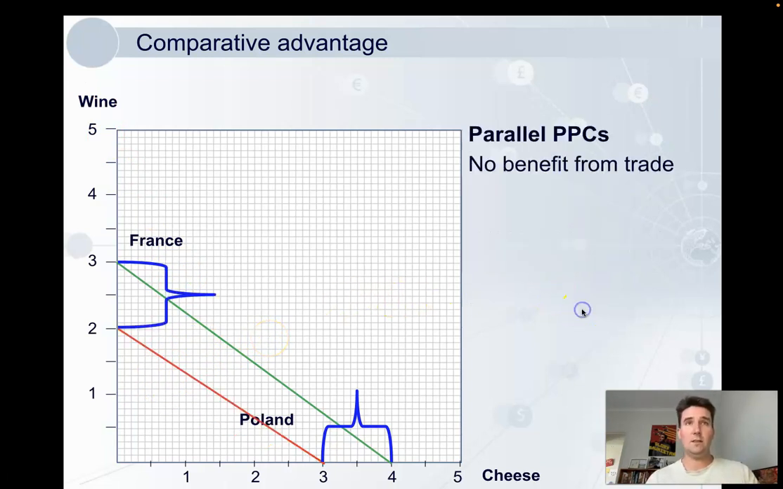And also, given this, we can surmise that when the PPCs are parallel to each other, there is no comparative advantage at all, and therefore no benefit from them trading with each other.